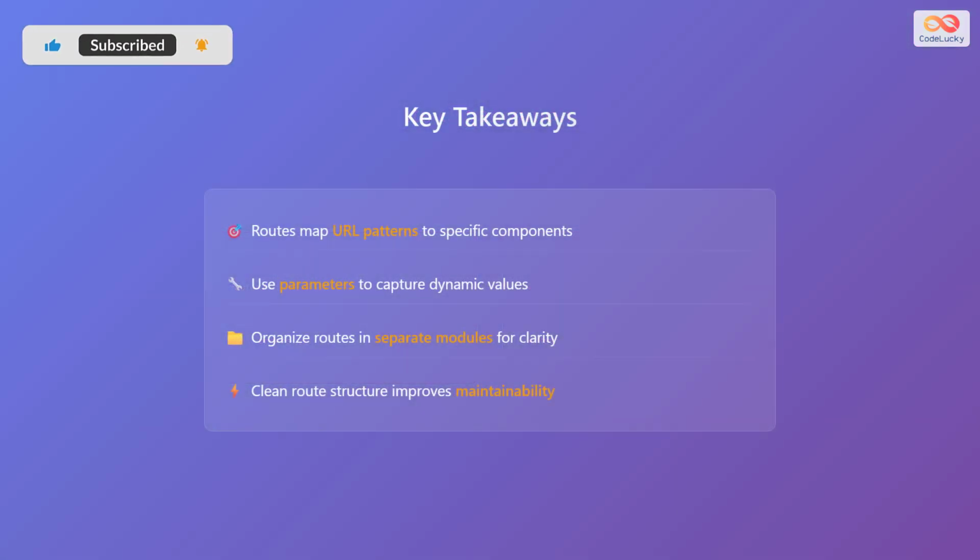Let's recap the key takeaways. Routes map URL patterns to specific components. Use parameters to capture dynamic values from the URL. Organize routes in separate modules for clarity. And remember, a clean route structure improves maintainability.